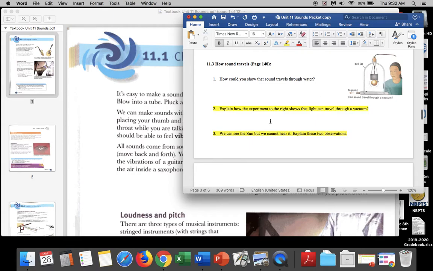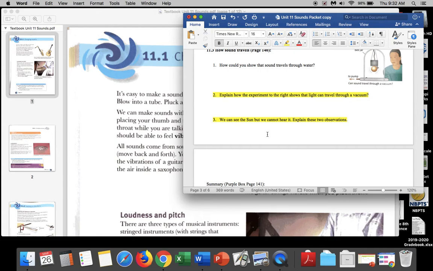So that's number 2. And then, why can we see the sun but we cannot hear it? Explain these two observations. I want you to remember we're on Earth and the sun is in outer space. What's between us and the sun? And why do you think we cannot hear it? Because it is very loud. It's basically having explosions nonstop. It's a bundle of gas that's exploding.